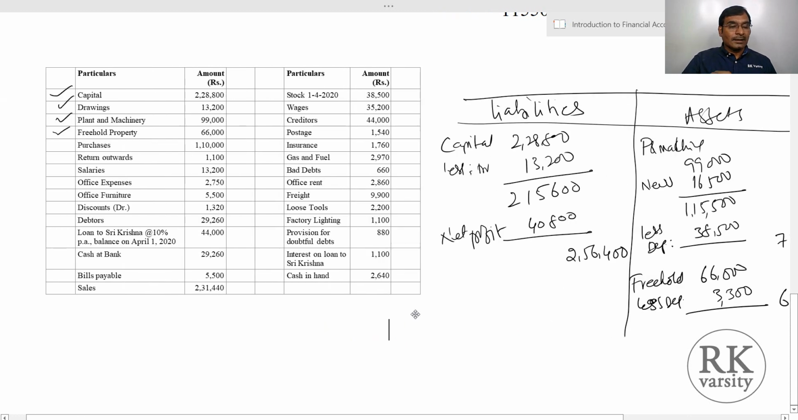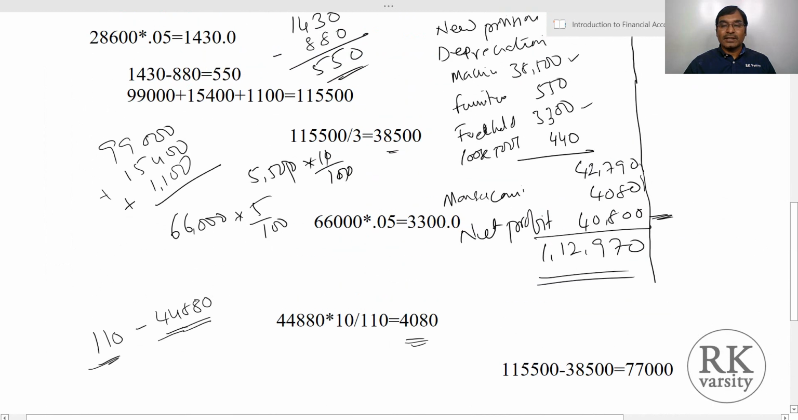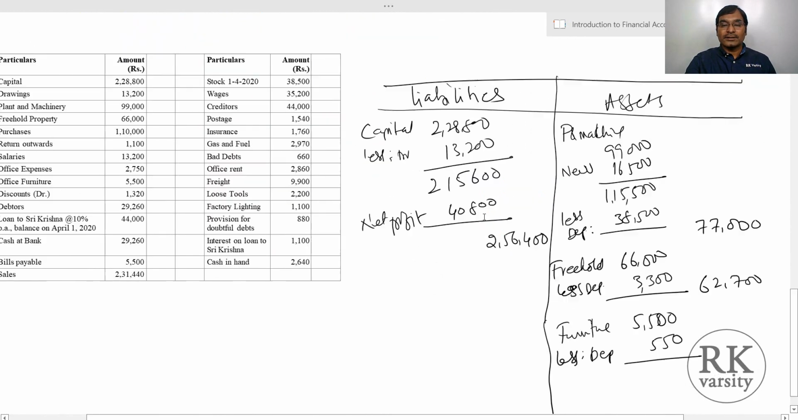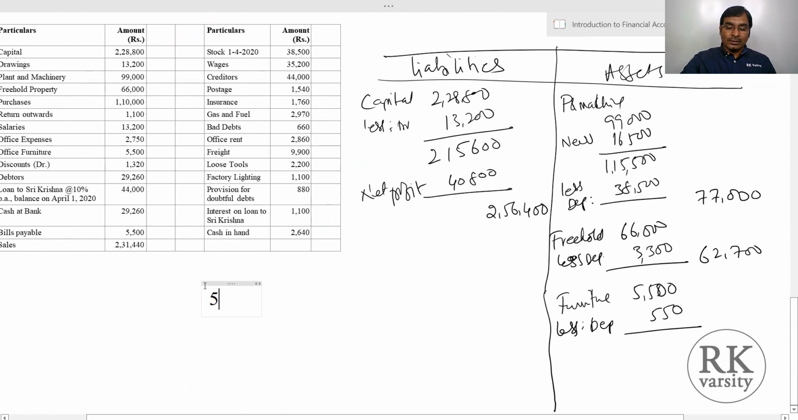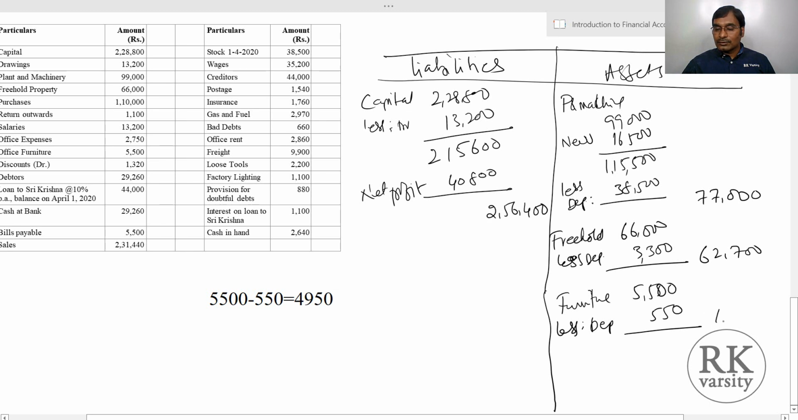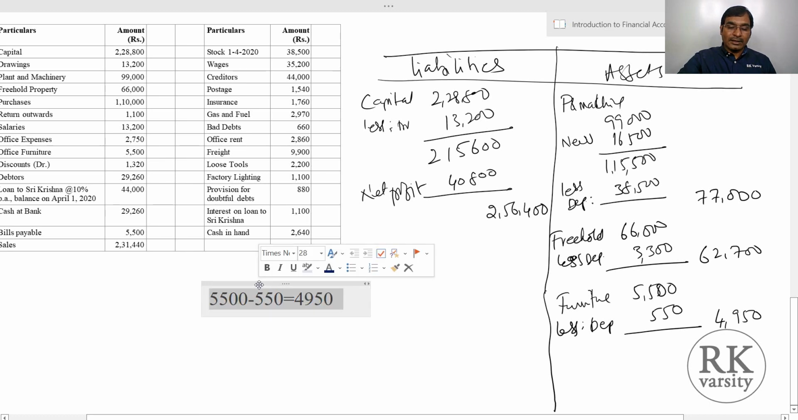Then comes purchases, these all say salaries. Office furniture 5,500, and on this how much depreciation did we create on furniture? 550. Furniture 5,500 less depreciation 550. Am I correct? Depreciation on furniture is 550. Yeah. So 5,500 minus 550, 4,950. So 4,950 is the value of your office furniture.